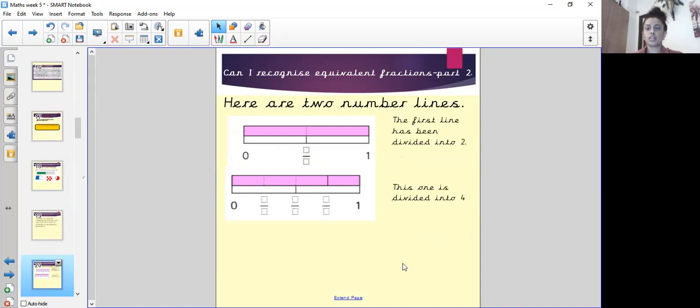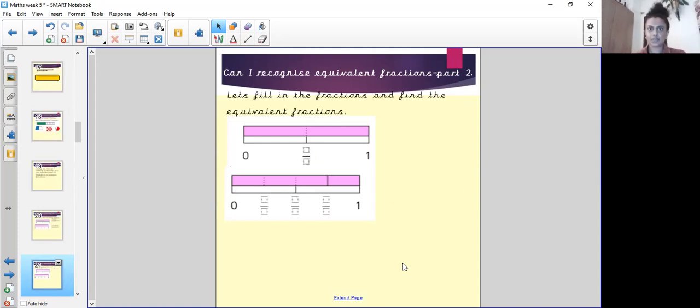So here are two number lines. The first line has been divided into 2. And the second number line has been divided into 4. A bit like when I always show you that piece of paper in 2 parts, and if I fold it again, you have 4 parts. 1, 2, 3, 4. So I have shown you this a lot of times. Let's have a look. So here are 2 number lines. Let's fill the fractions in and find the equivalent fractions.